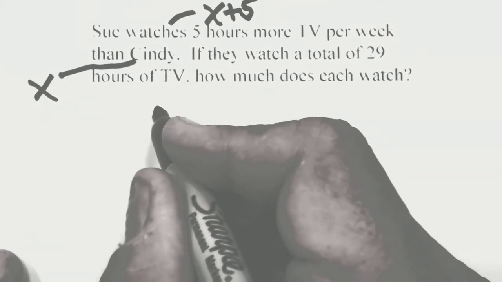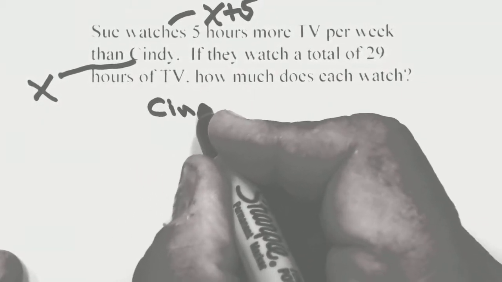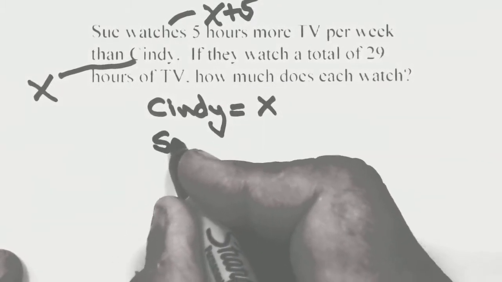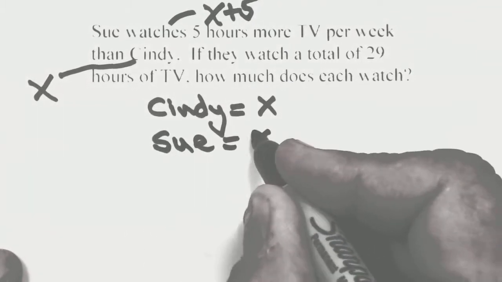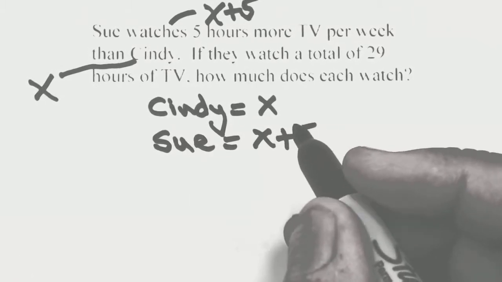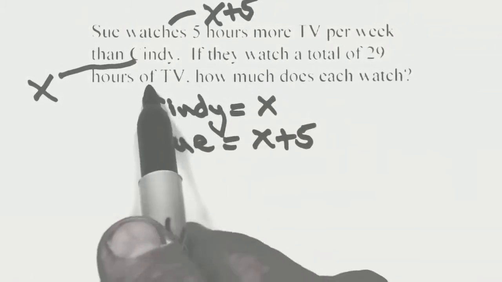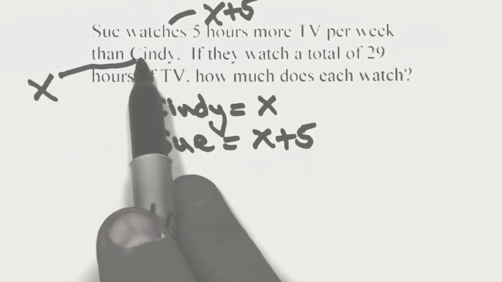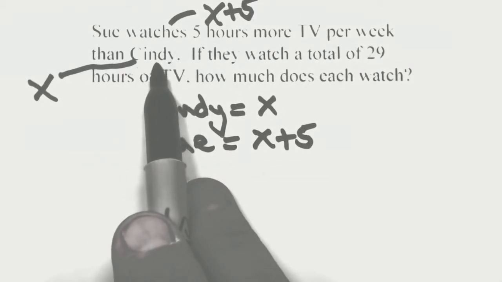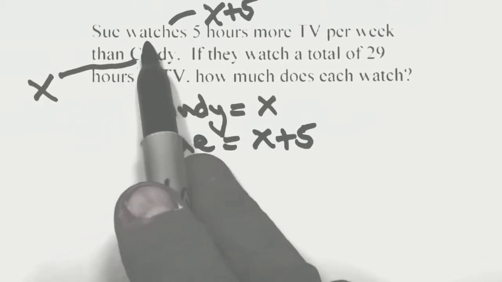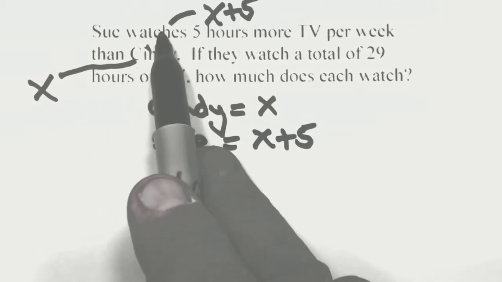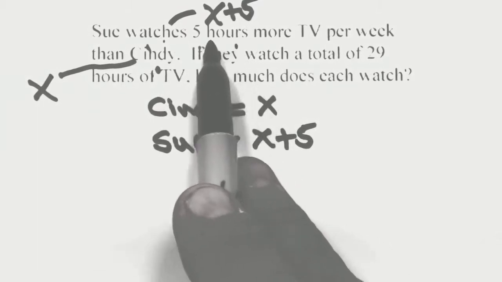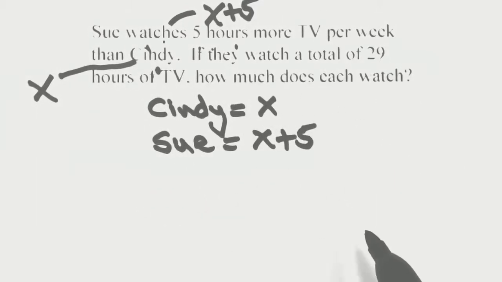Okay, if we wanted to, we could write these up in a separate list here. Cindy then equals the X. Sue then equals our X plus 5. Okay, and why did we get that again? Well, remember, we made the person at the end of the sentence where those two people were mentioned, the one at the end, make your variable, let's say X, and then the other person in front, X plus 5 hours, X plus 5, because she watches 5 hours more.